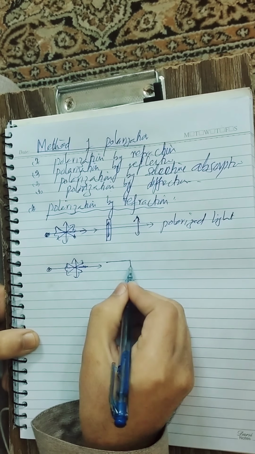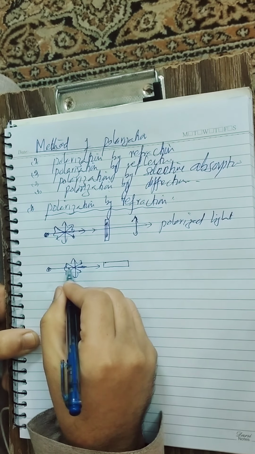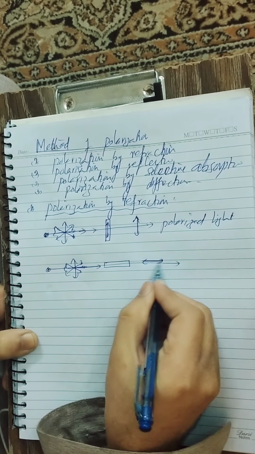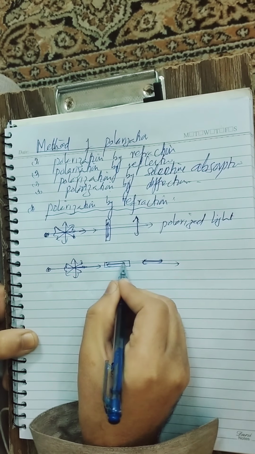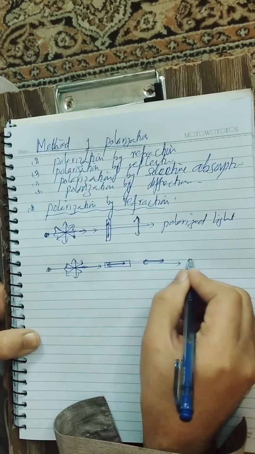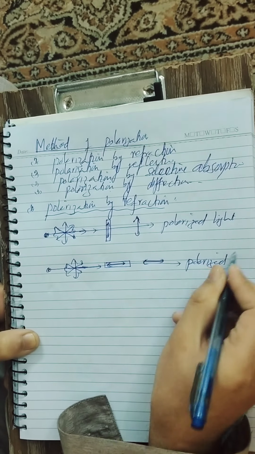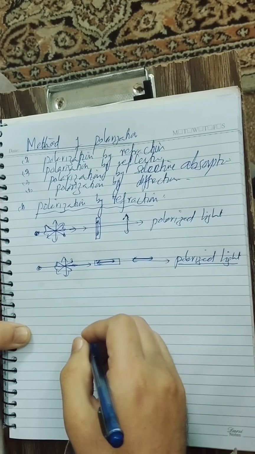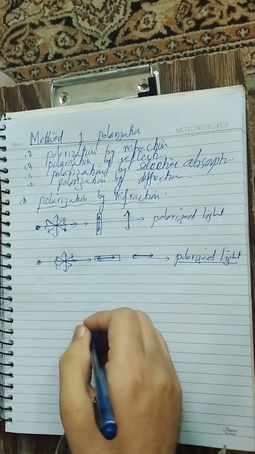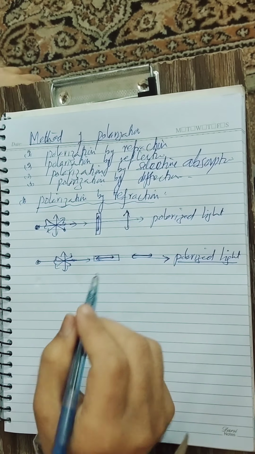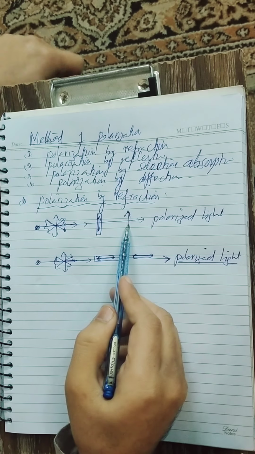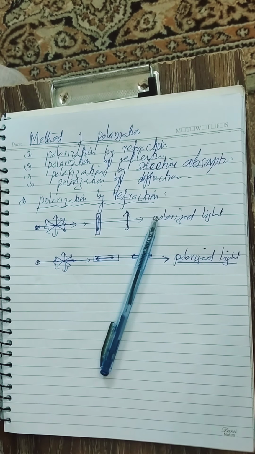So we place a horizontal slit in front of this non-polarized light. When this light passes through the slit, only horizontal vibration will pass, because this slit allows horizontal vibration. This is called polarized light. Polarized light means when a single plane of vibration is allowed while all other planes of vibration are not allowed. This is called polarization of light.